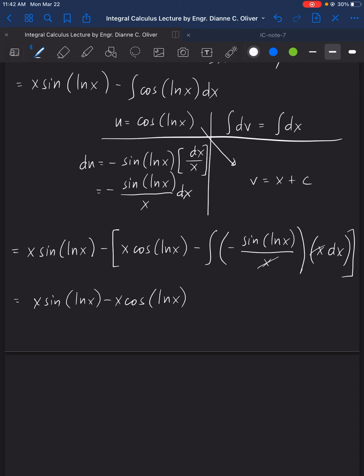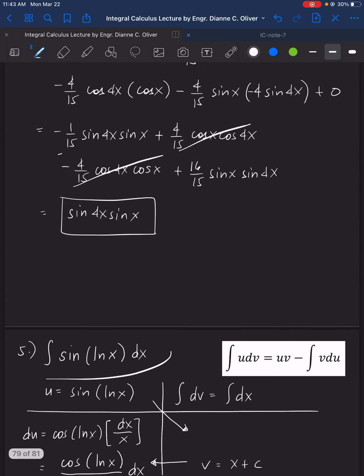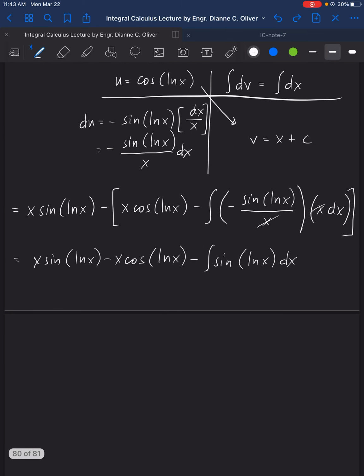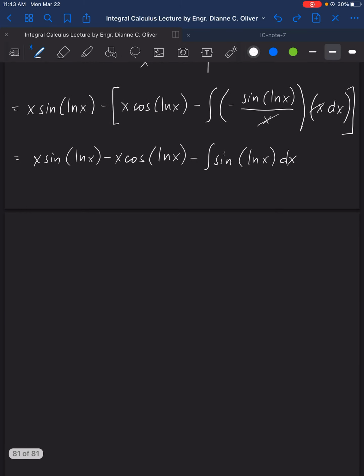So this is negative times negative, positive, multiplied with the negative outside. So negative negative positive multiplied with negative, this becomes negative: negative integral of sine ln x dx. So looking at this integral of sine ln x dx, it's actually the given. So again, just like what we did with example number 4.